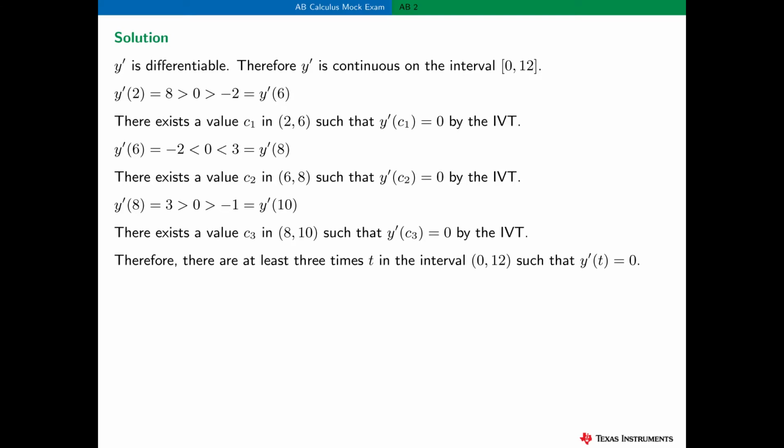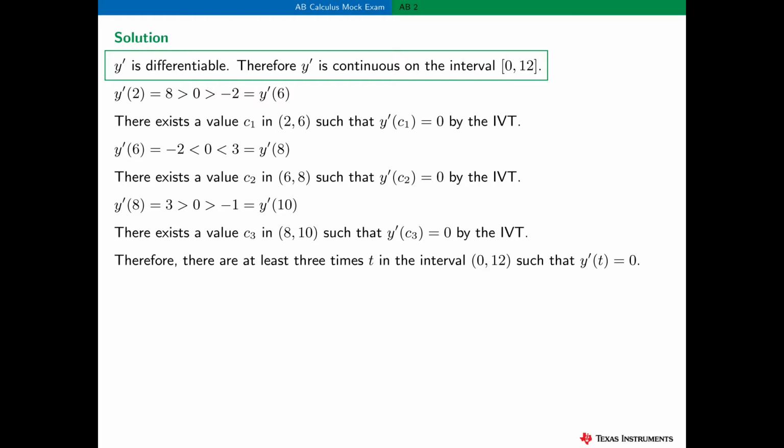Here's a solution to our problem. We're given that y is twice differentiable, so that means that y prime is differentiable. And therefore, by the theorem we discussed earlier, y prime is continuous on the interval 0 to 12. So the conditions for the Intermediate Value Theorem are satisfied for the function y prime on the interval 0 to 12. And we have to justify 3 values of t such that y prime of t is equal to 0.